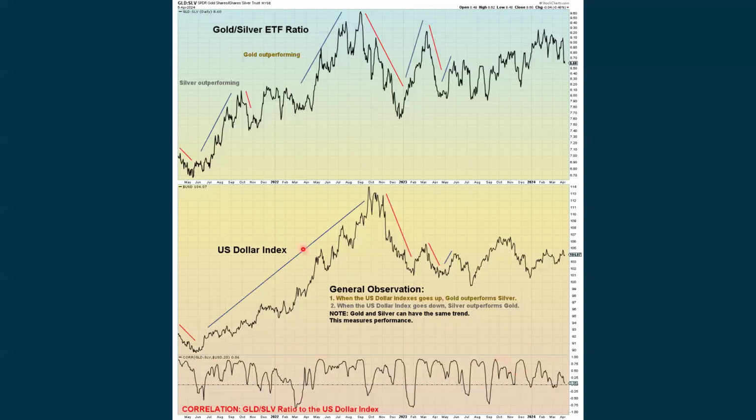Then another study that we look at is the gold to silver ratio on top. When this is going up, gold's outperforming. When this is going down, silver's outperforming. And then we plot the US dollar index in the middle. Right now, we're not really getting any insight from this because we look at the relationship between the upper chart and the middle chart, and they're pretty much neutral right now. When there's a high correlation, sometimes that can give us some clues as to what's happening in either market.